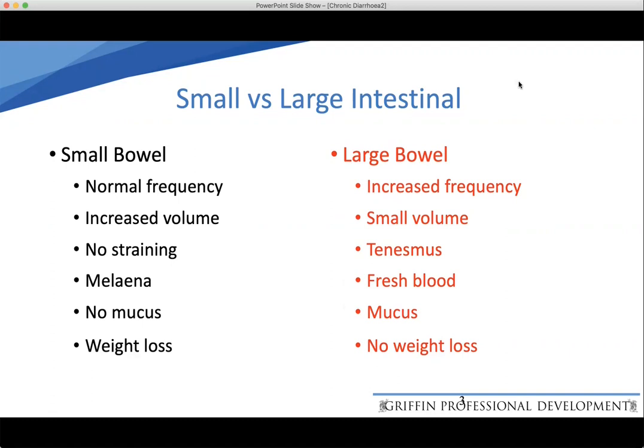So we must be asking these questions. We must be interrogating the clients as to whether it's a large intestinal or small intestinal diarrhea. The clients won't understand that, so we have to ask the correct questions in order to ascertain whether we're dealing with large intestinal, small intestinal, or a mixture of both.